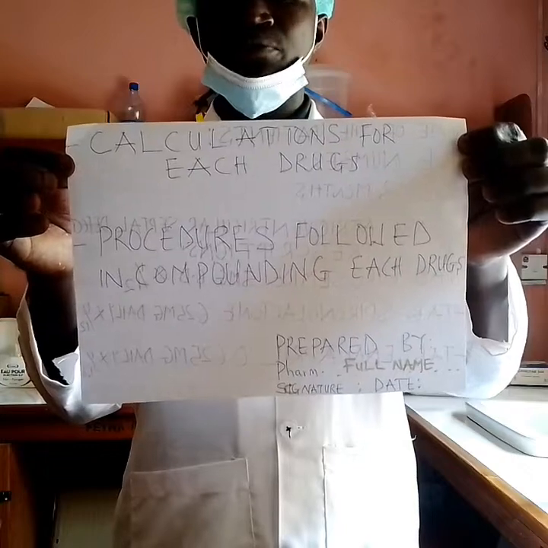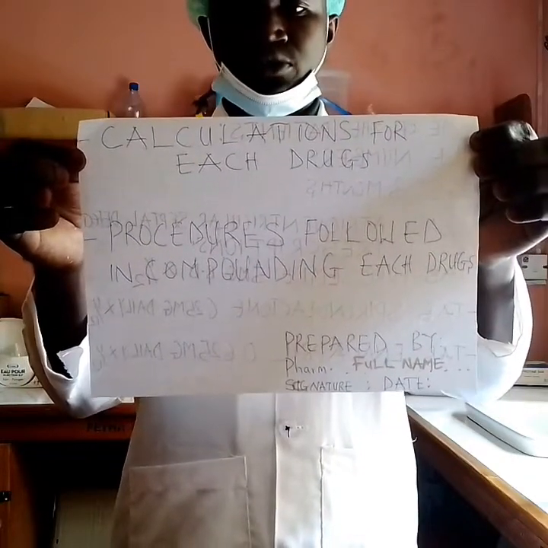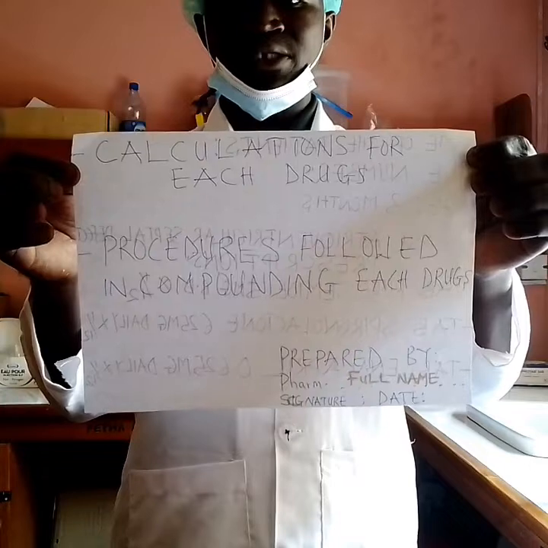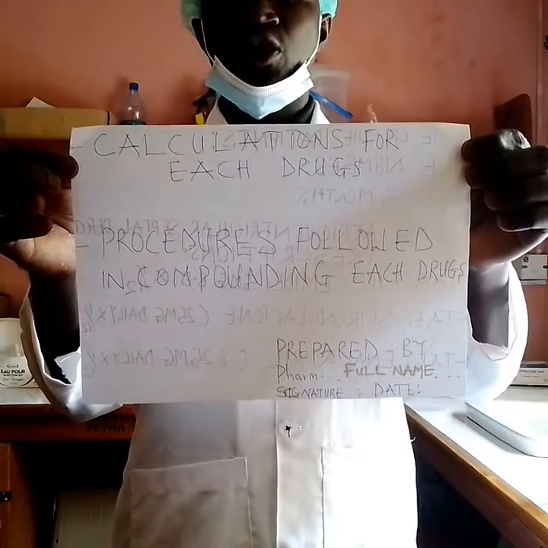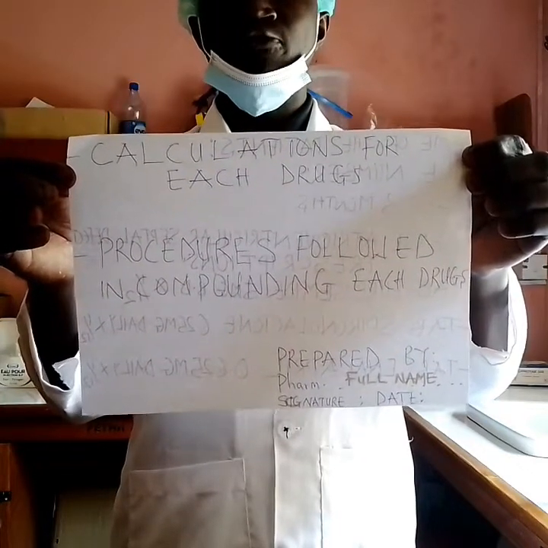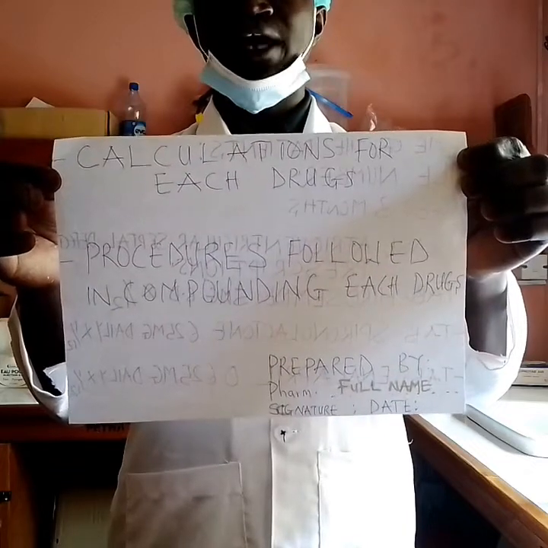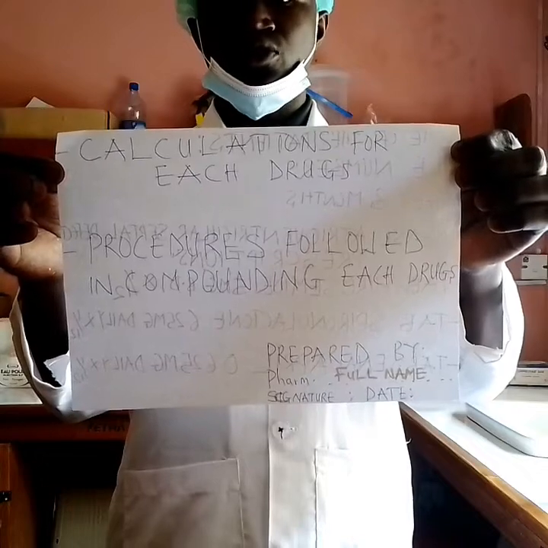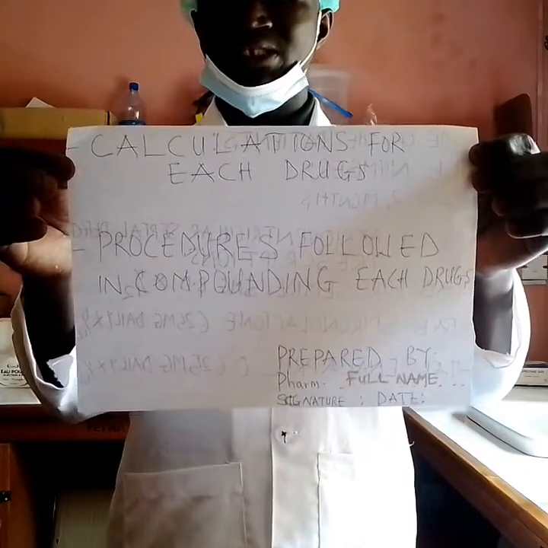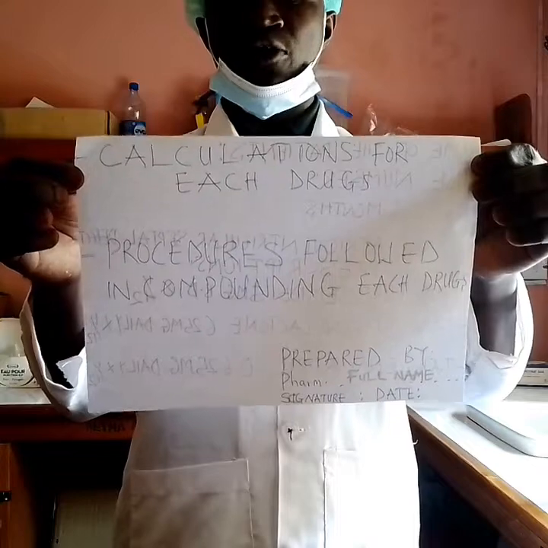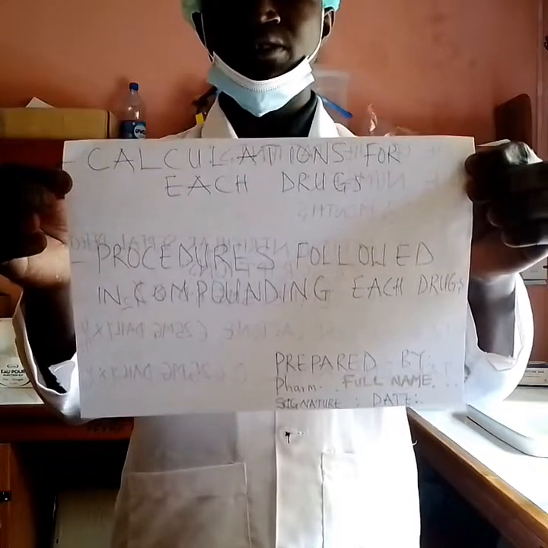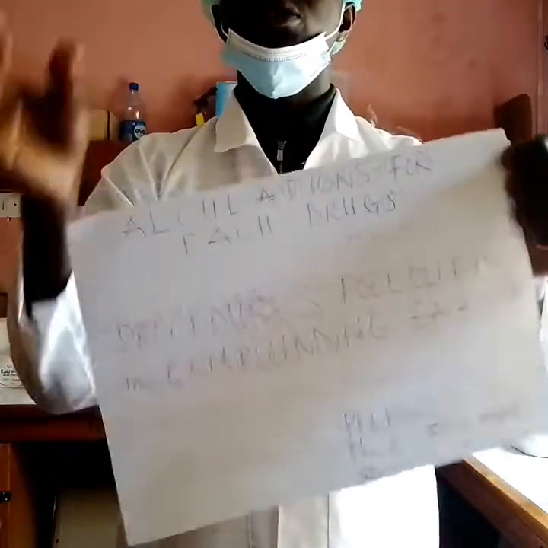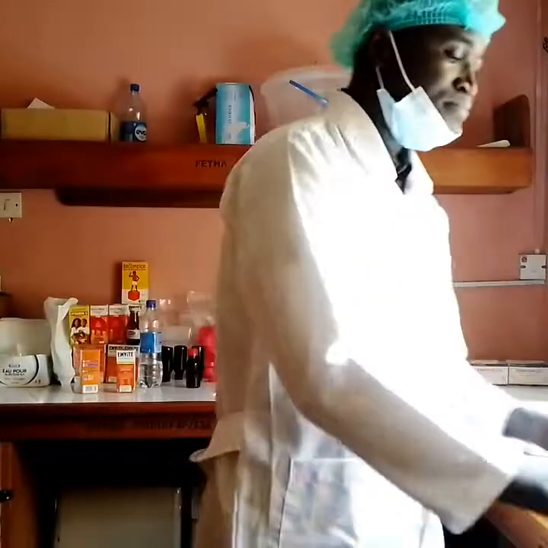Documentation matters. So write the procedure on how you did the compounding. After the procedure, you write your full name. Ensure you write your full name, your signature, and the date you do the compounding. Very important. This is a simpler way of writing your documentation. Now, as we said, we will discuss how we can compound the furosemide.